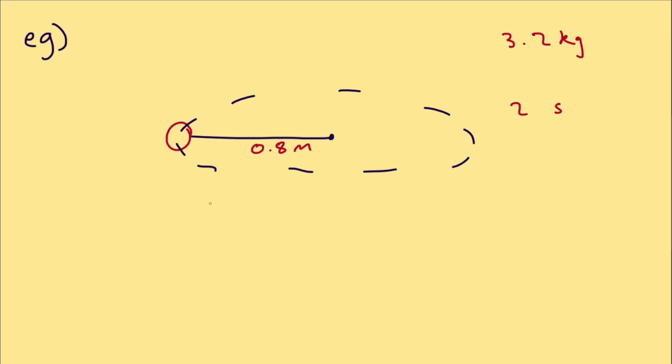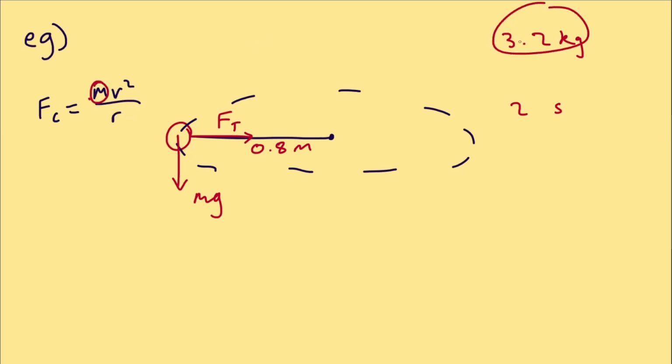Let's draw the forces acting on an object. First one, we have gravity. And here's the force providing the centripetal acceleration. It is the mechanical arm that spins around, which is the tension. Let's find what we're missing. So the formula, if you remember, for centripetal force is Fc equals mv squared over r. We know the mass is 3.2 kilos. We know the radius is 0.8 meters. What are we missing? We need velocity squared.